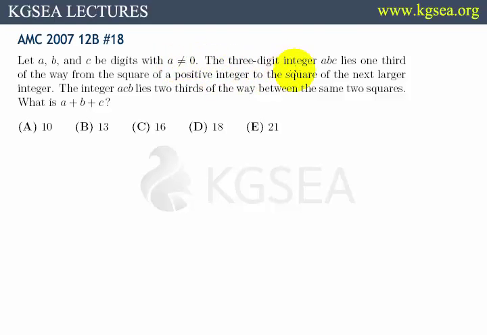The 3-digit integer ABC lies 1/3 of the way from the square of a positive integer. Let's say this is a positive integer and squared. It lies 1/3 of the way from this to the square of the next integer. Next integer is this, square is this. So there's just an invisible pathway that only people with a pure mind can see. Do you see it?